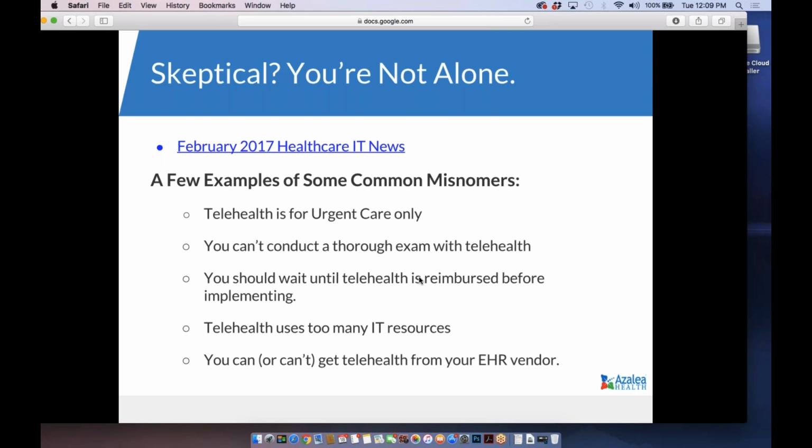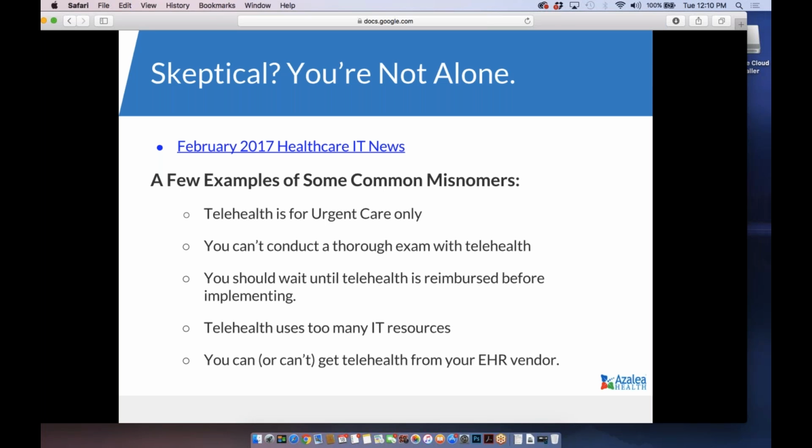So I know there are skeptics that are probably on the call, and you're not alone. I want to cite an article that I think is a really good one that I'm going to borrow from on today's call. But if you have a chance to review the link, I encourage you to do so after the call. But I'm going to go ahead and cover a little bit of some of the myths and misnomers.